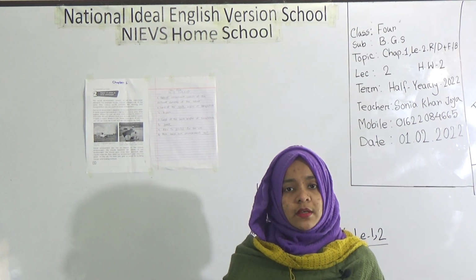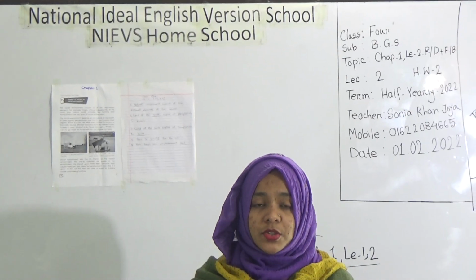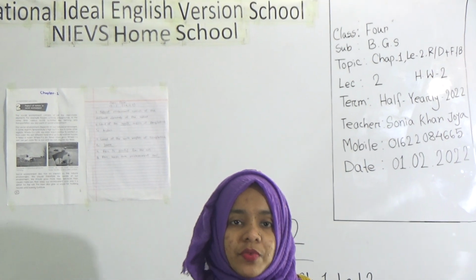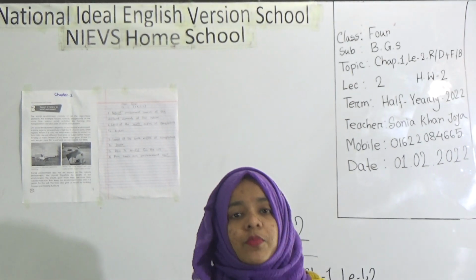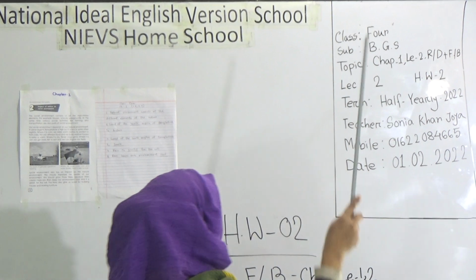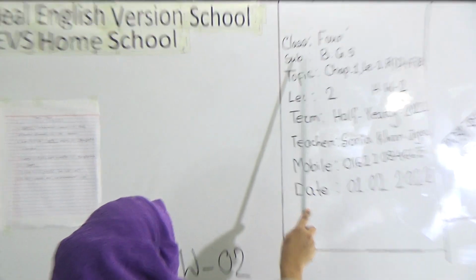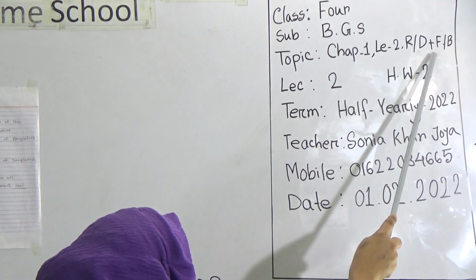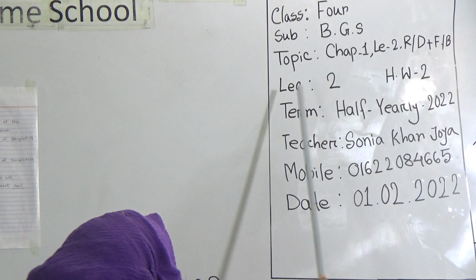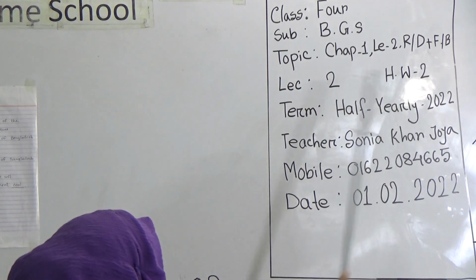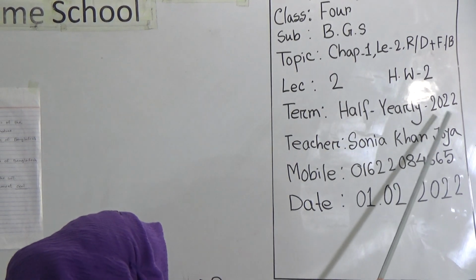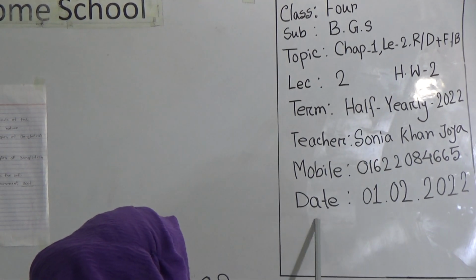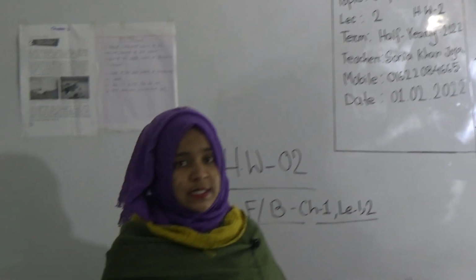Today I am going to take the Bangladesh and Global Studies class for class 4 students. Our today's topic is Chapter 1, Lesson 2, Reading and Filling the gaps. Look at the board, my students. This is class 4, subject BGS. Your lecture number 2 and homework number 2. This is term half yearly 2022. This is your teacher name Sonia Joya, and this is my mobile number, and this is today's date. So my dear students, let's start today's topic.